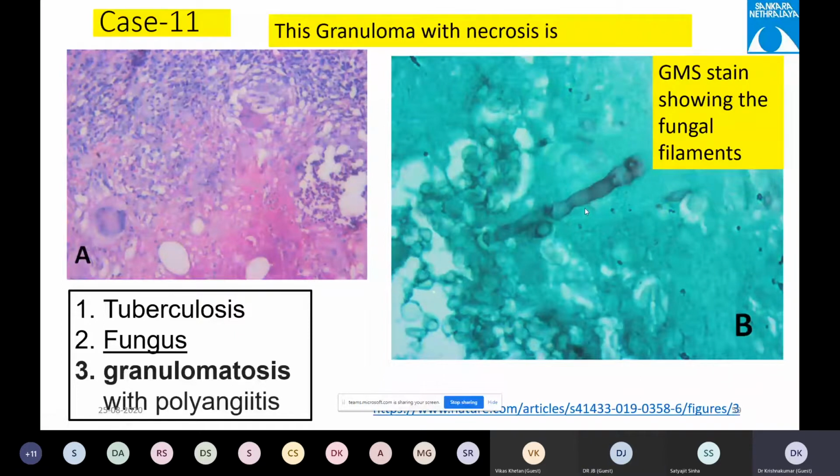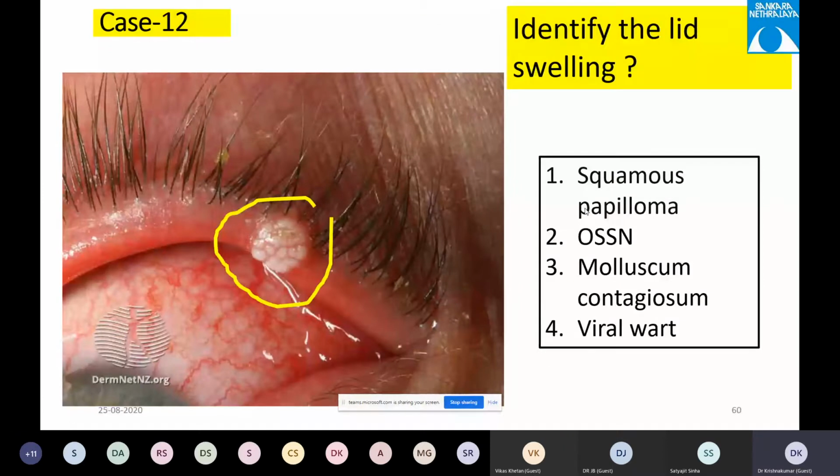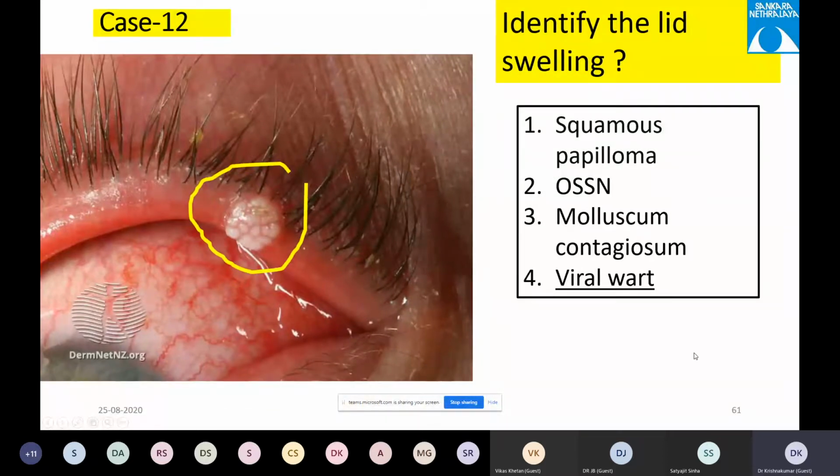Then what is this lid lesion? Multiple papular lesions are seen in the upper lid. Whether it is a papilloma or OSSN or molluscum or viral wart, we'll see what it is. This is a viral wart.